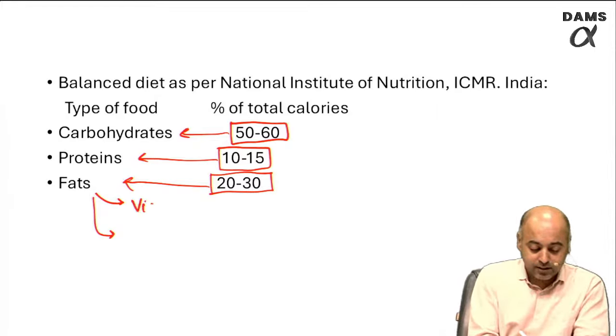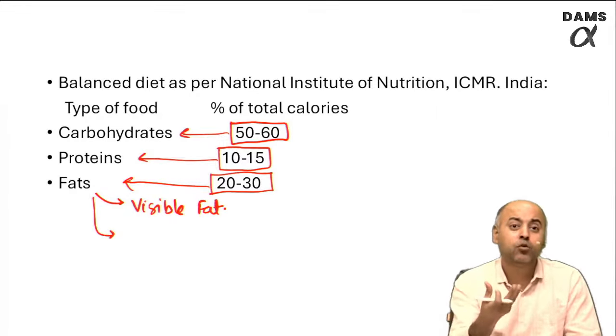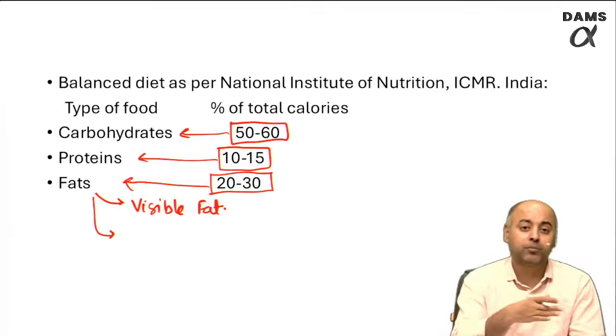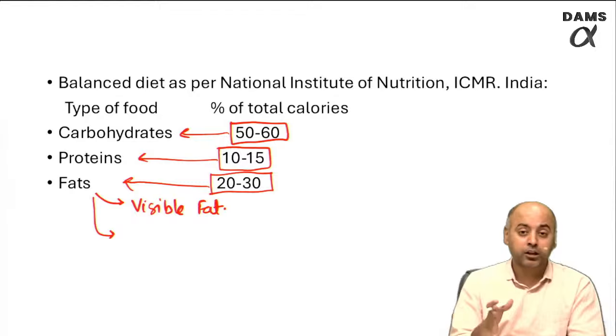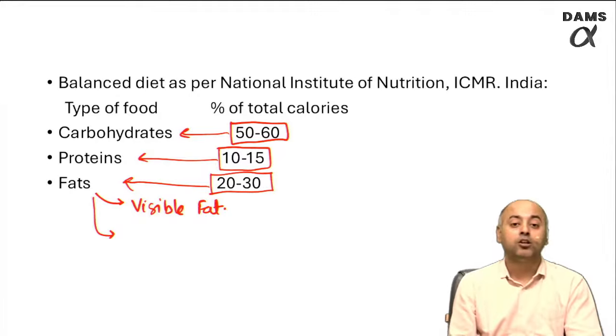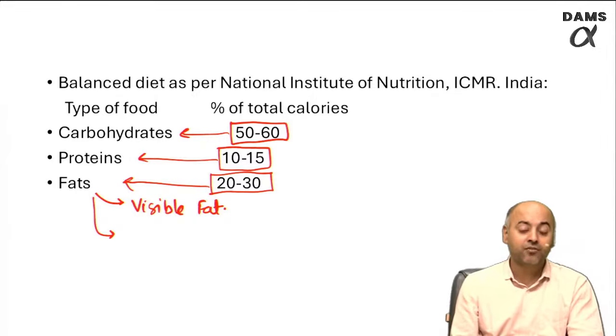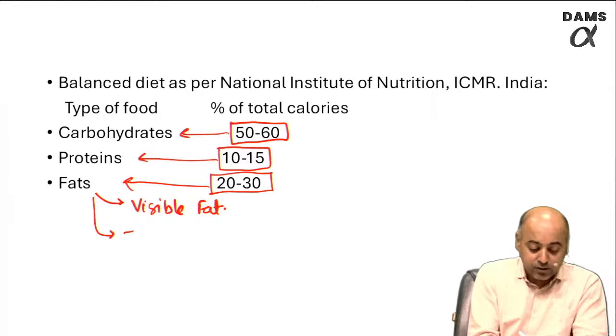One is the fat or the oil which you use for cooking, or for making it more palatable. For example, you are applying some butter on the toast, so that is the fat that we commonly use for preparation of the food. You use oil for the cooking. So these are the visible fat, but all the food stuff also contain some fat which is called the invisible fat.